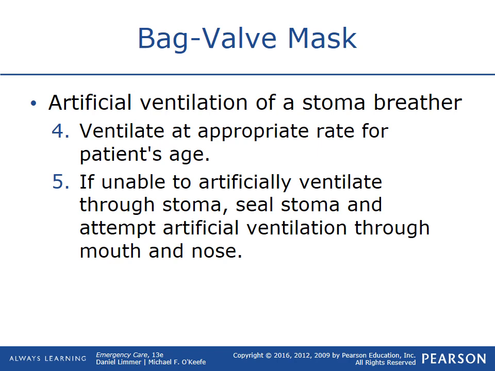You can ventilate at an appropriate rate for the patient's age, depending on what their ventilations are. 12 to 20 for an adult. For a child, it's 15 to 30, and for an infant, it's 25 to 50. That's how many times a minute they would breathe. If you're unable to artificially ventilate through the stoma, you can seal the stoma and attempt artificial ventilation through the mouth and nose.